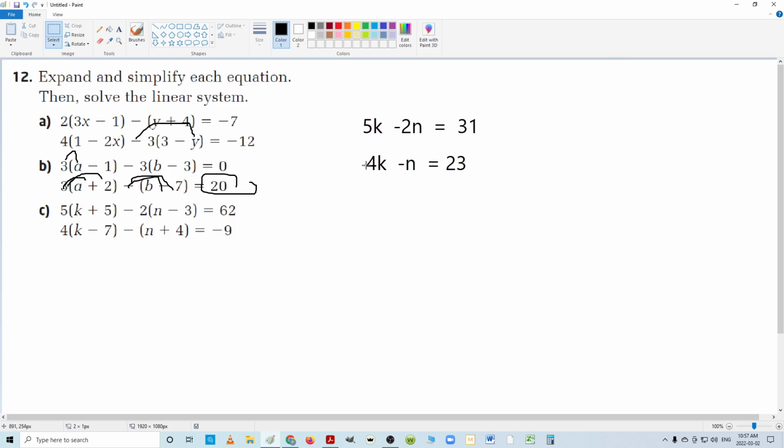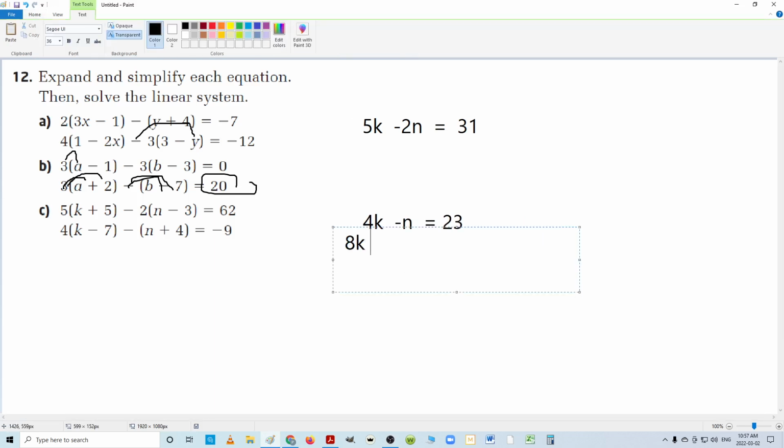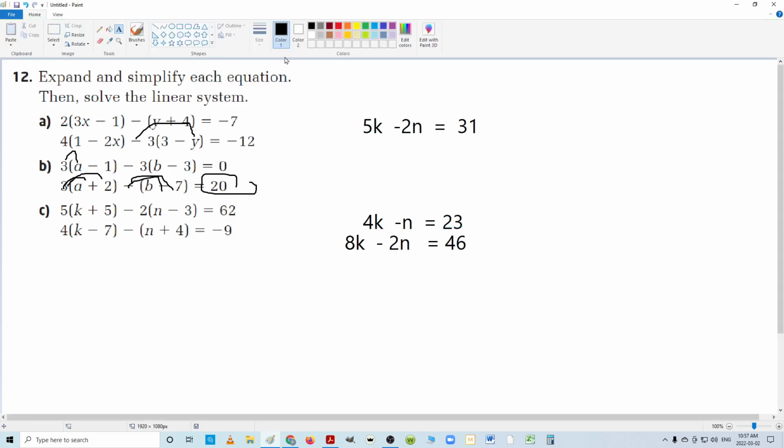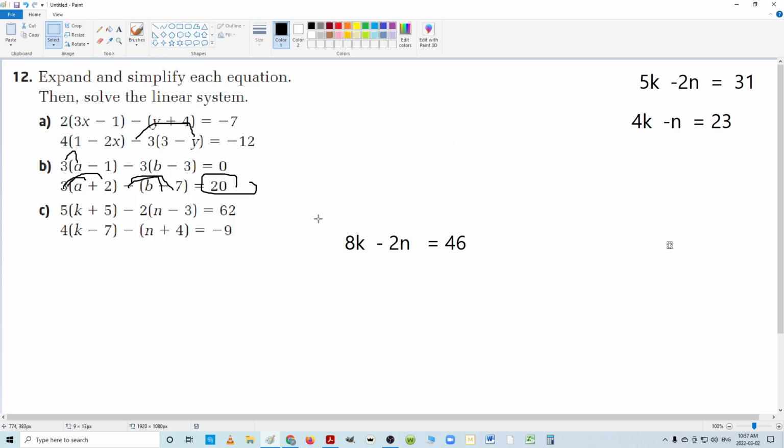Okay, I can see the bottom one. If I multiply by 2, it'll match the top one. So I'm going to multiply everything in the bottom one by 2, and I get 8k minus 2n is equal to 46. I'm going to keep my lines on the right, just because you want to show your teacher you got there. And now all I have to do is add, and I notice the minus 2n and the minus 2n are the same sign, so I'm going to subtract everything.